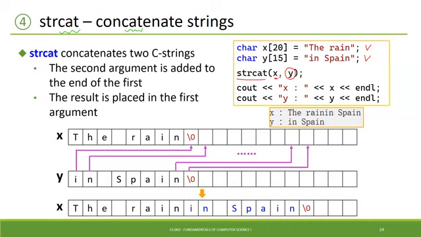After this, look at this one. This is the output. So "the rain" and " in Spain" is added at the end of X. So "the rain in Spain". And Y stays the same.